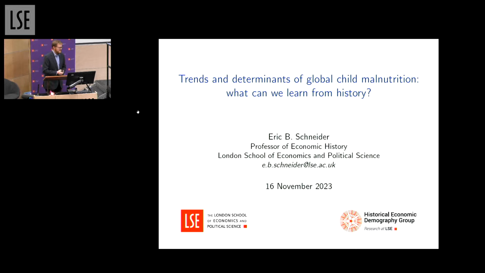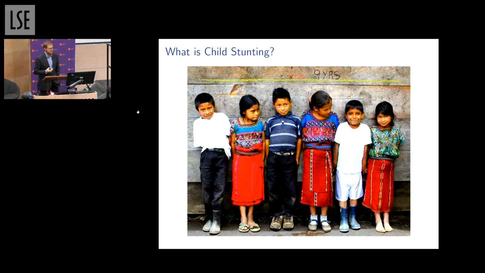So thank you all. We're here today to learn about global child malnutrition, how it's changed, and what its causes were. When I'm talking about child malnutrition, I'm going to talk about child stunting, which just refers to children who are too short for their age. If we look at these children from Guatemala, if they were as tall as children in healthy populations, we would expect them to reach this yellow line. But we see that they're a bit shorter, and that's an indication of their stunting.